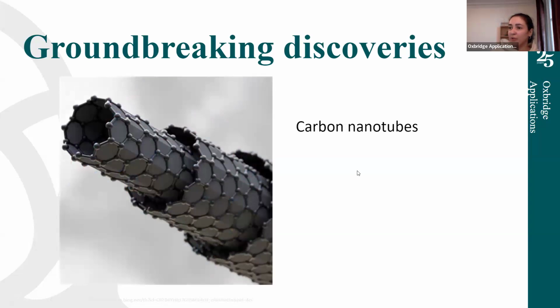We then move on to the next groundbreaking discovery, which was the carbon nanotube. In 1991, carbon nanotubes were discovered by Sumio Iijima, who published a groundbreaking paper in the journal Nature, which I'm sure you may have come across. And he reported the discovery of multi-walled carbon nanotubes. So in this picture, you can see multi-walled carbon nanotubes where you have multiple tubes stacked up within each other. You can also have single-walled nanotubes also.